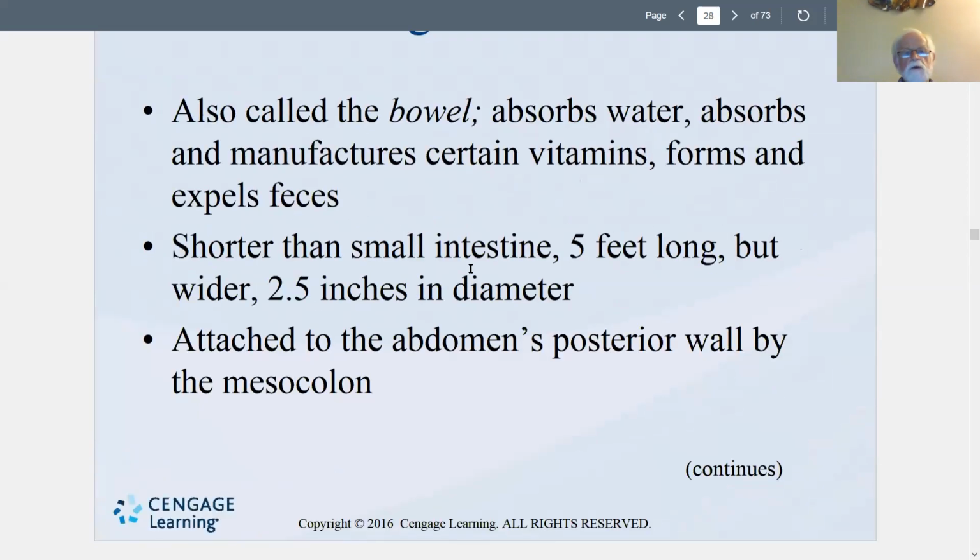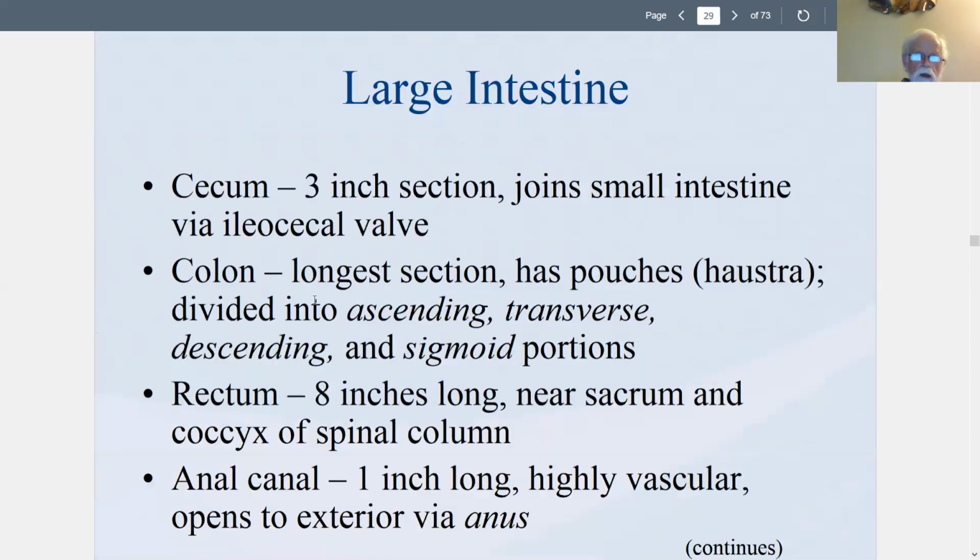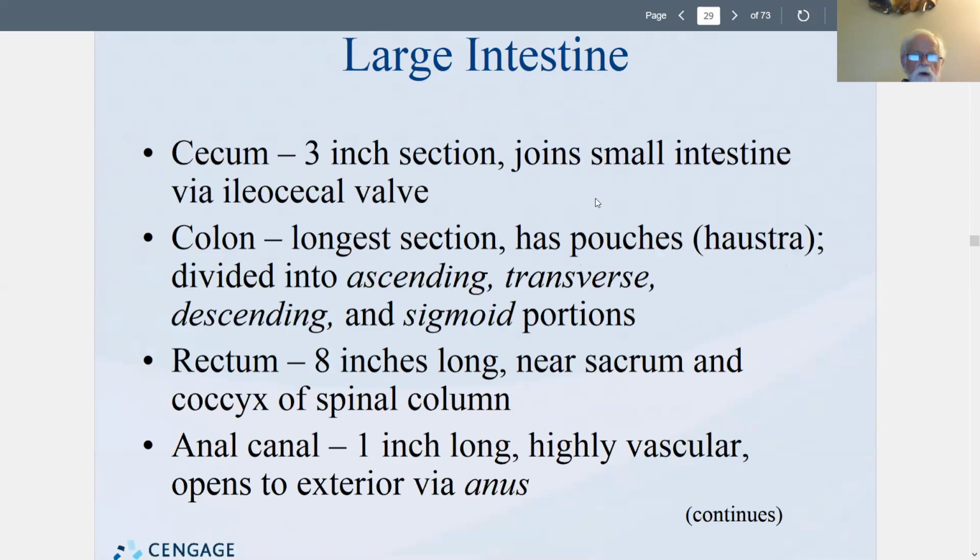The large intestine is also known as the bowel, where we absorb water and actually get involved in manufacturing vitamins, and it forms and expels feces. It's about 5 feet long, so it's shorter, but it's quite a bit wider at nearly 2.5 inches. And it is attached to the posterior wall of the abdomen by part of the mesentery, the mesocolon. The cecum is a 3-inch section that joins the small intestine via the ileocecal valve.